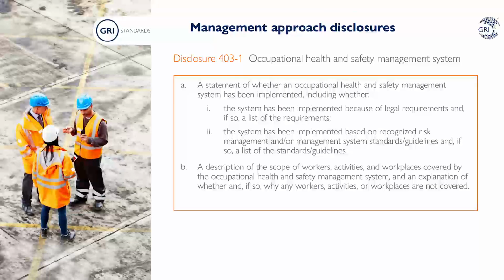Disclosure 403.1 requires a statement of whether an occupational health and safety management system has been implemented, and information about legal requirements and recognized standards or guidelines at the base of that system. In addition, it requires describing the scope of workers, activities, and workplaces covered by this system.